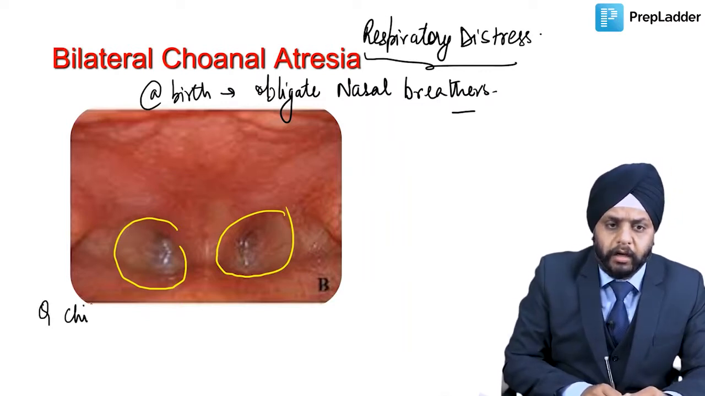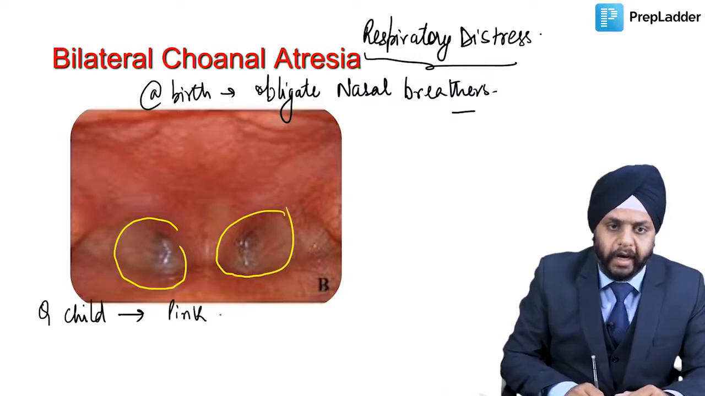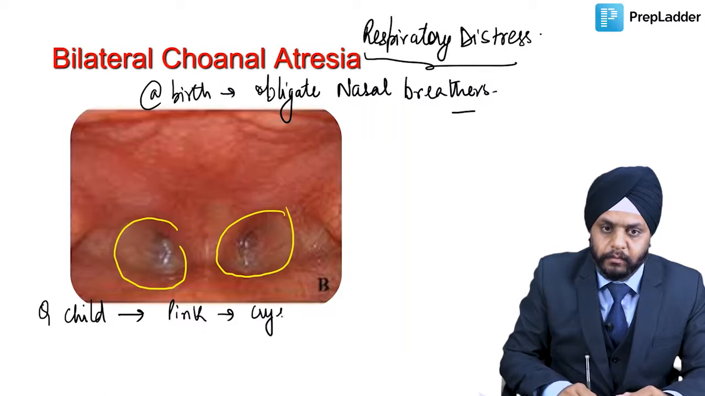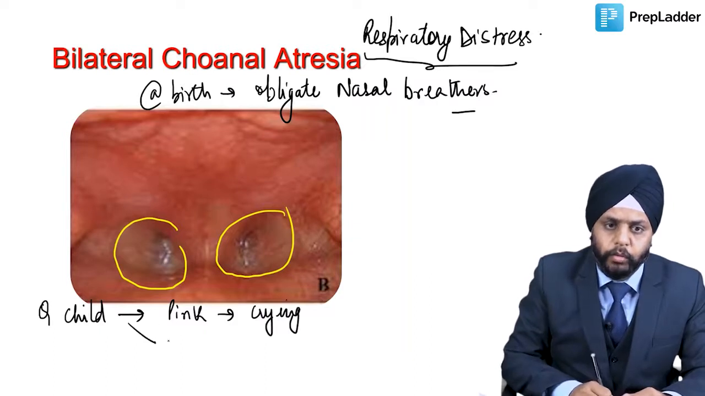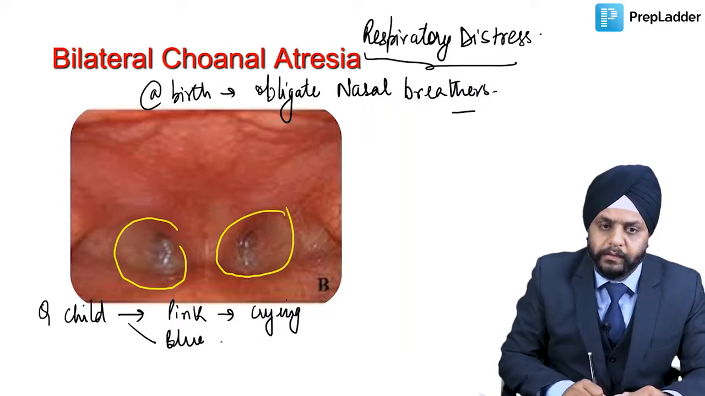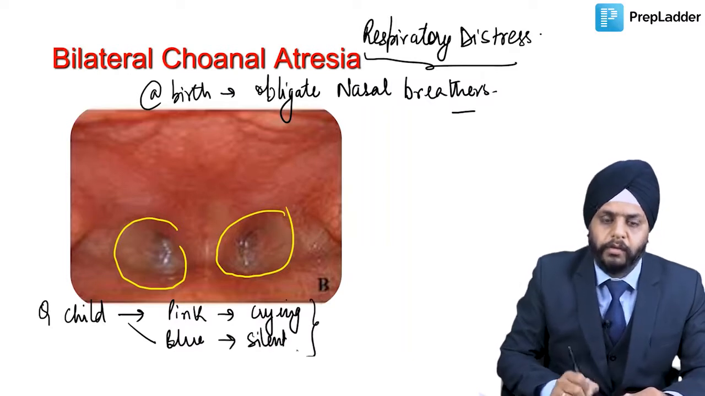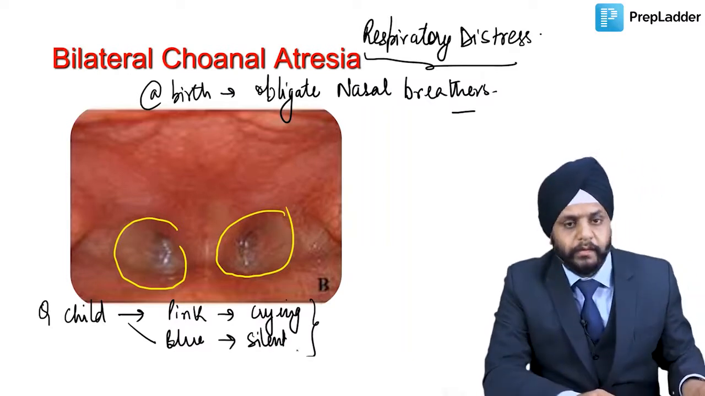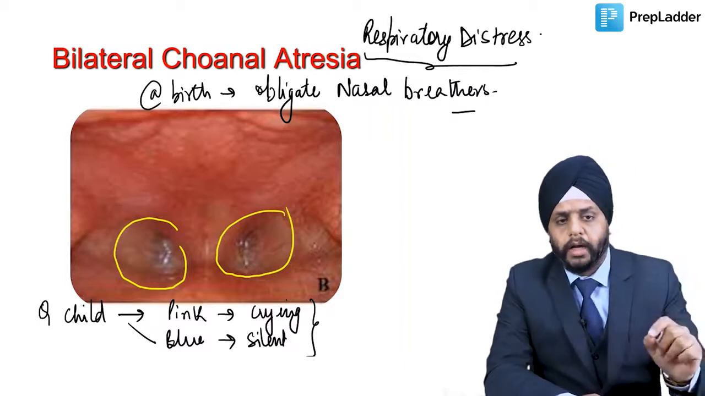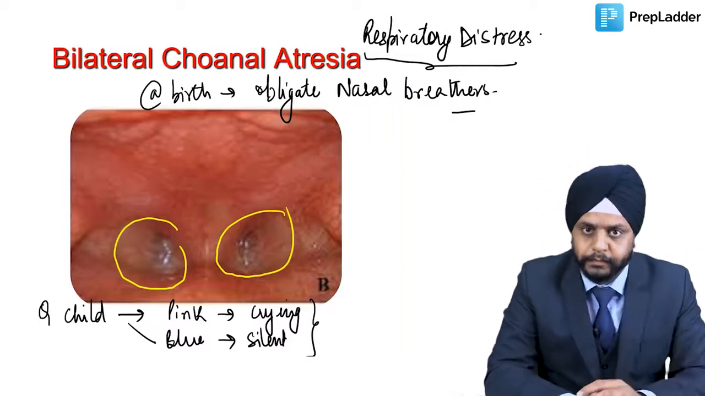A child which is pink while crying and blue, meaning cyanosed, while silent, what is your diagnosis? The diagnosis is bilateral choanal atresia.